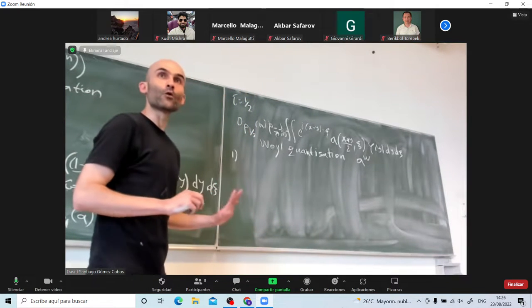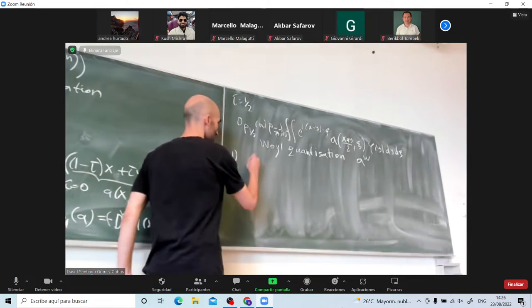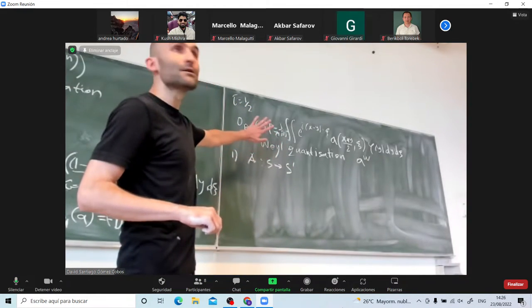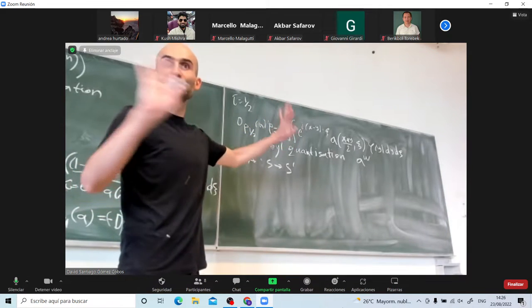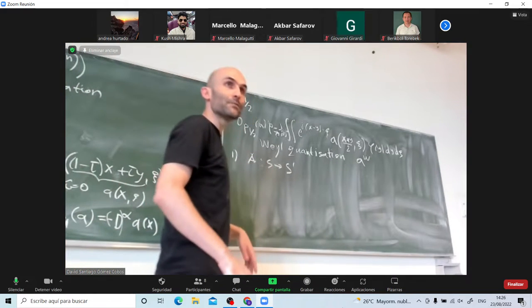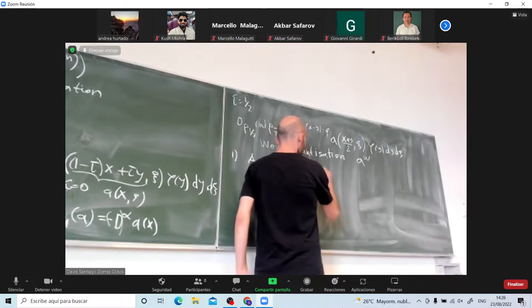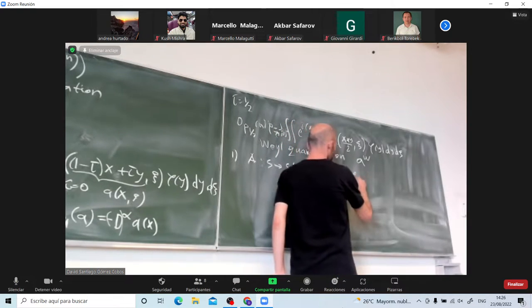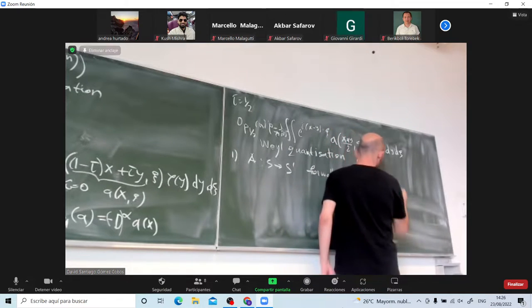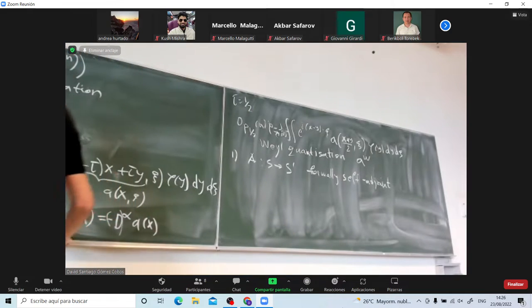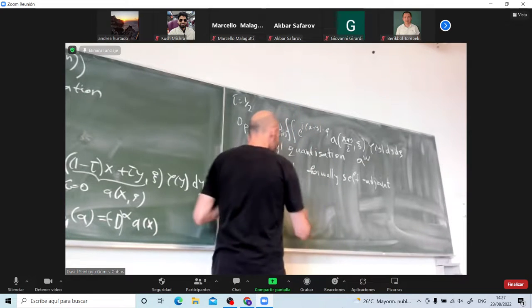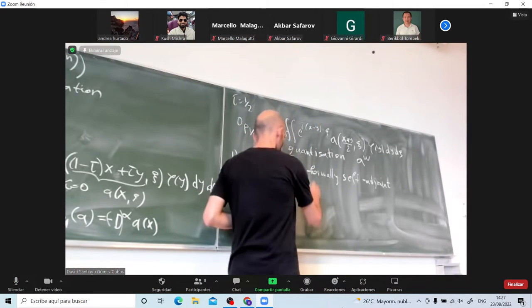Just to clarify what I mean by formally self-adjoint: in general, this is an operator A from S into S prime. Everything here is for A belonging to S prime. I have no restrictions on A, so this is totally general. An operator from S into S prime is called formally self-adjoint if this thing holds. I'll first write it, then I'll comment on it.